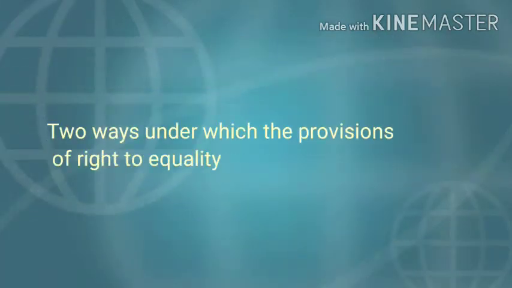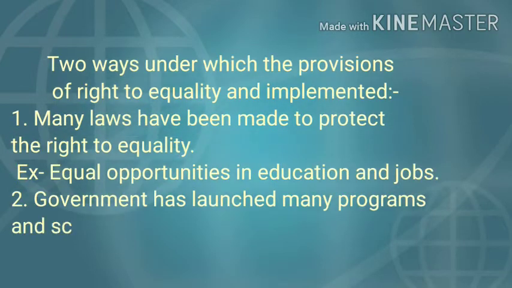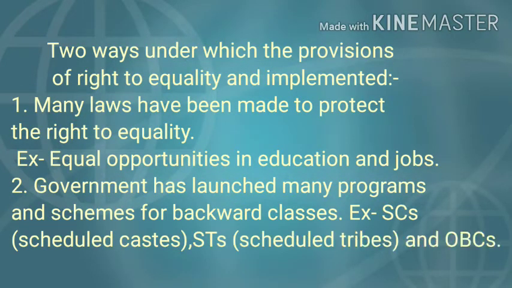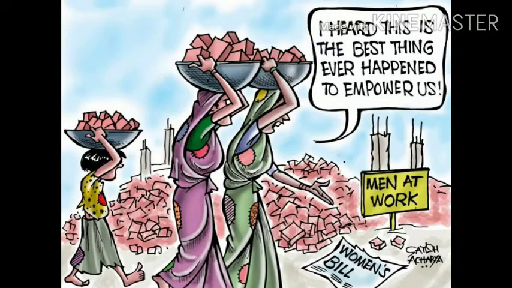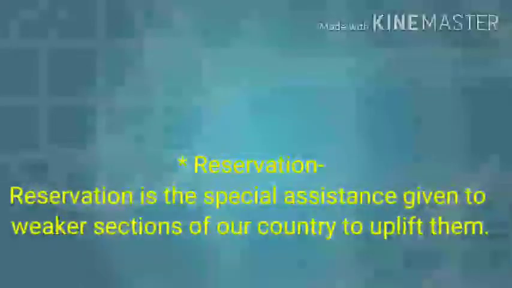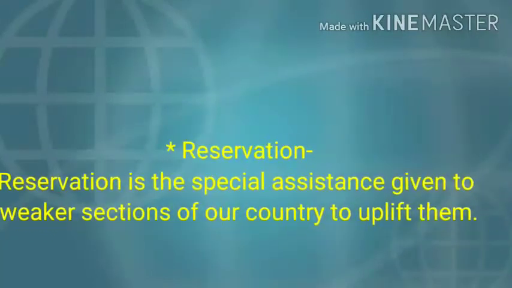There are two ways under which the provisions of right to equality are implemented. First, many laws have been made to protect the right to equality. For example, equal opportunities in education and jobs. Second, government has launched many programs and schemes for backward classes. These schemes are reservation. Reservation is the special assistance given to weaker sections of our country to uplift them.